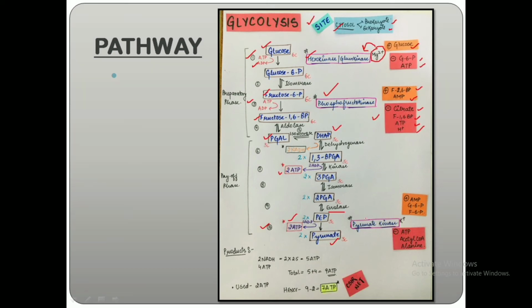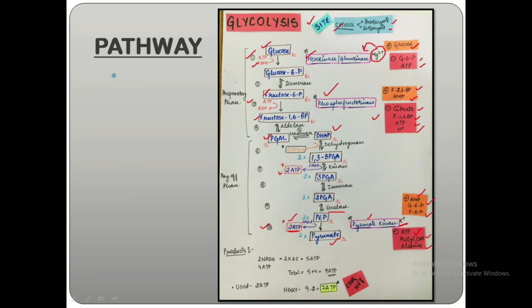phosphofructokinase. So let's talk about the last important regulatory enzyme, that is pyruvate kinase, which helps in the conversion of phosphoenolpyruvate into pyruvate or pyruvic acid, and uses K+, that is potassium ions, as its coenzyme. Talking about the positive regulators, we have AMP, glucose 6-phosphate and fructose 6-phosphate, and ATP, acetyl coenzyme A and alanine as the negative regulators.